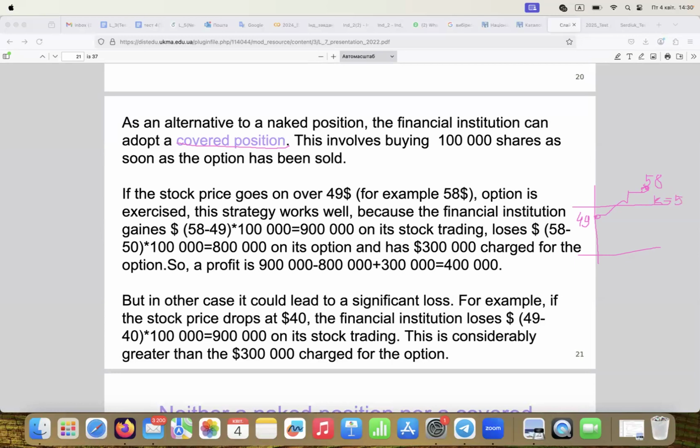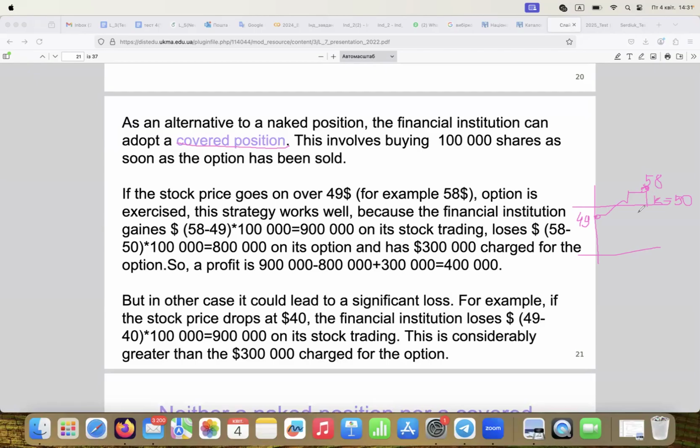So the payoff function for the call option, Nastya, what is the payoff function for the call option in this case? Nastya. 58 minus 50. Yes, you are right. Thank you. Correct. So this is the payoff function for those who bought this call option.